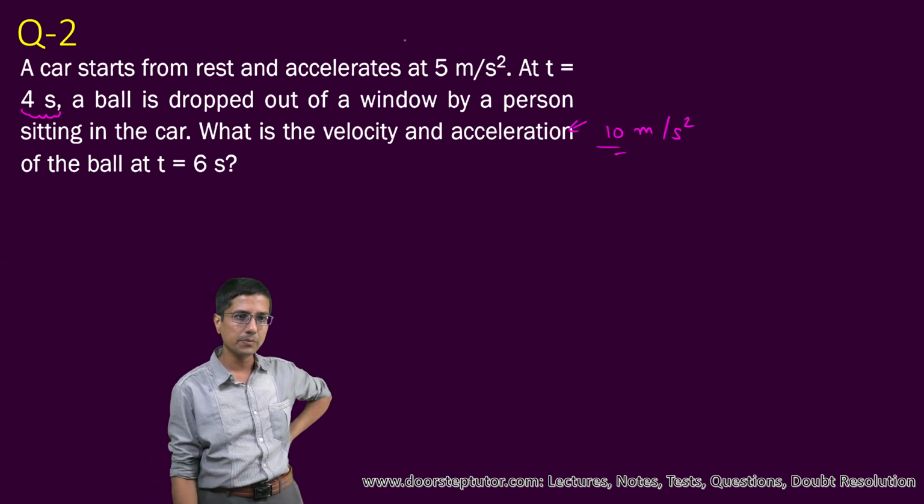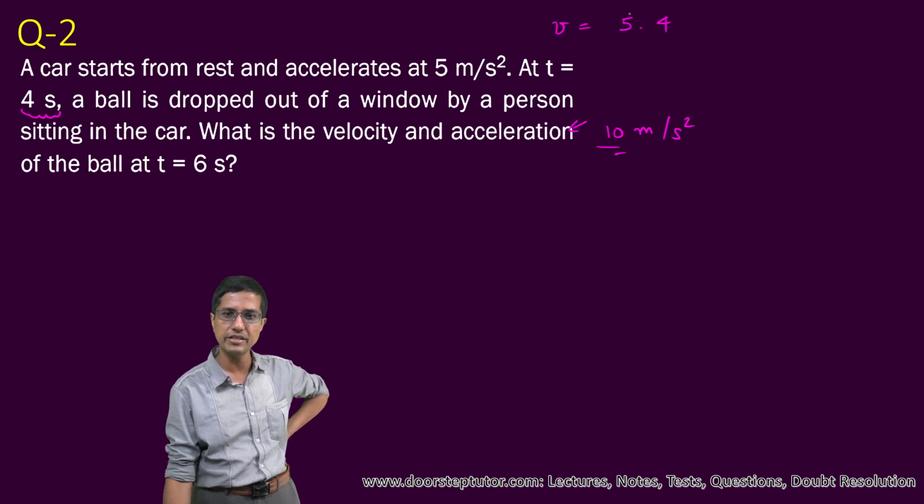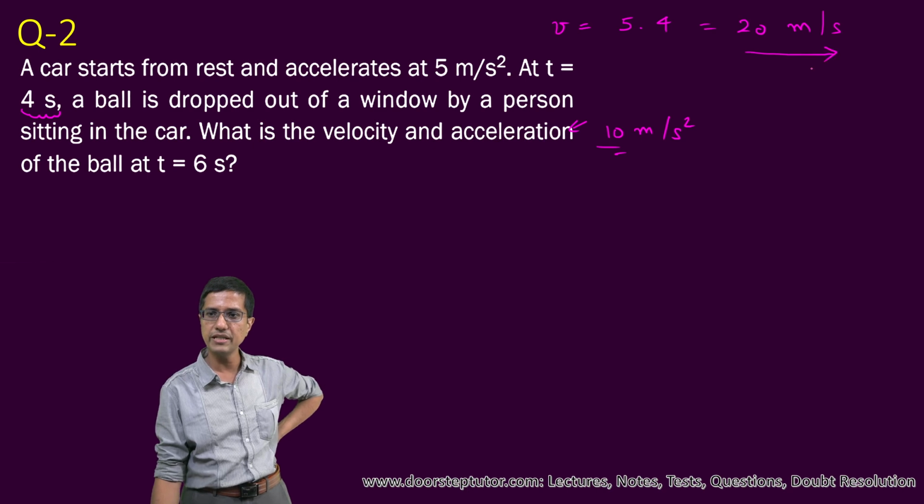So here we have a car which is starting from rest. So what is the velocity of the car at t equal to 4? So the acceleration is 5. And if I multiply it with the time, then I get the velocity. V is equal to 5 times 4, so this is equal to 20 meter per second. And this 20 meter per second is of course in the horizontal direction.